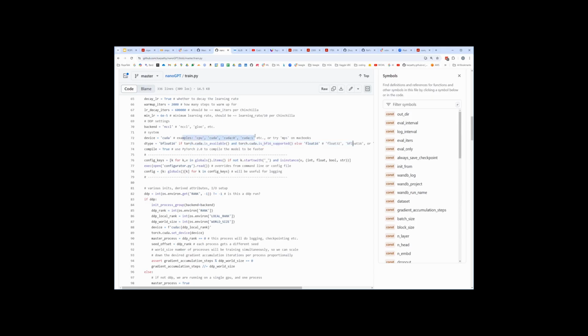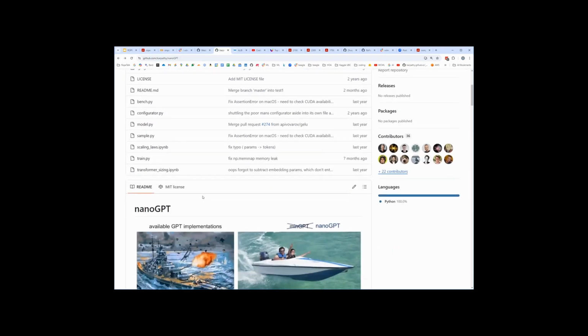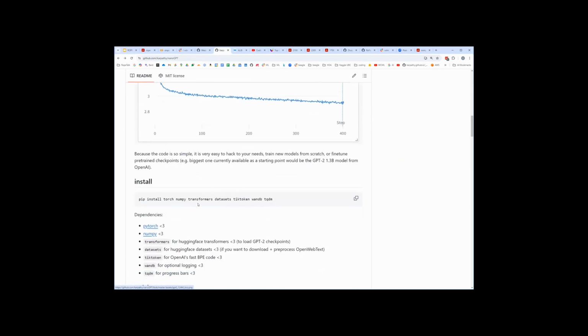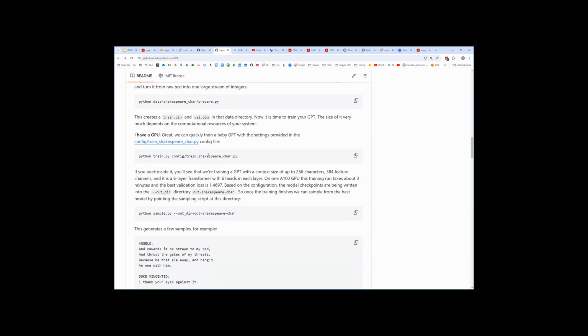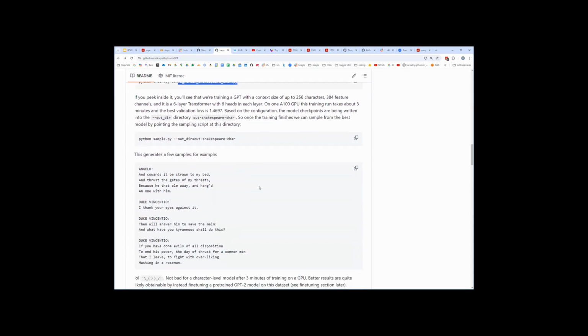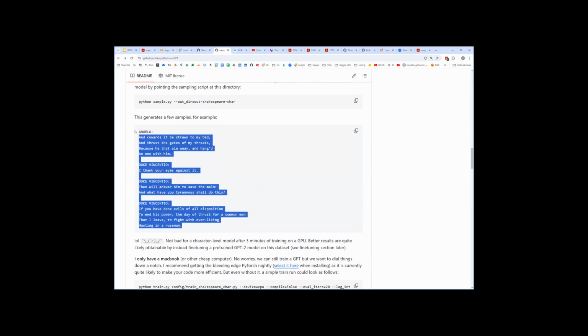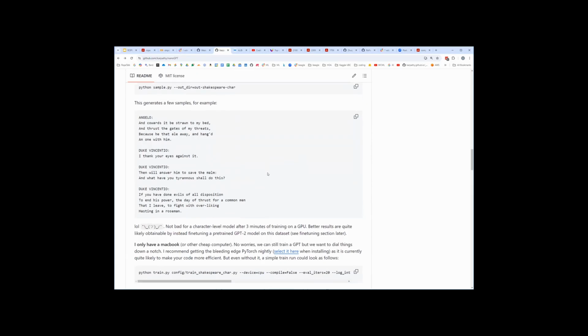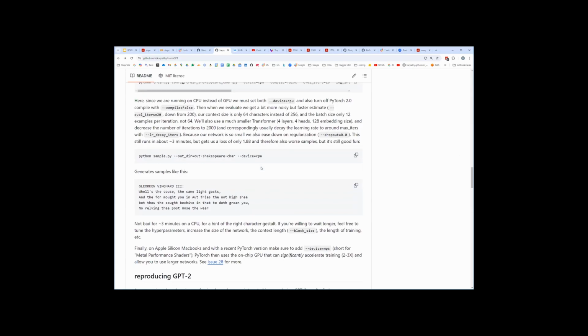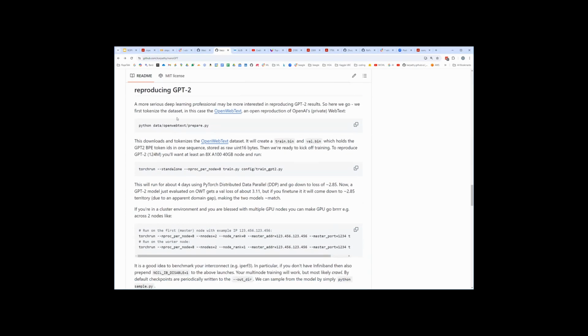He also has it set up using Torch. Simple install, minimal dependencies. This is how you run a GPU one. And it generates this type of stuff after a very short amount of time. It sounds Shakespearean, but it makes no sense. And then he also goes all the way through GPT. I saw a few different references on this.